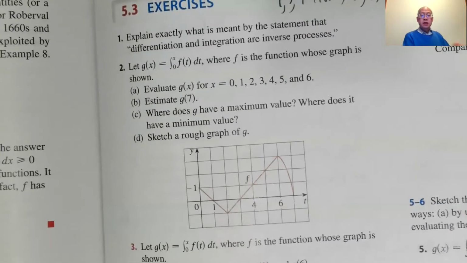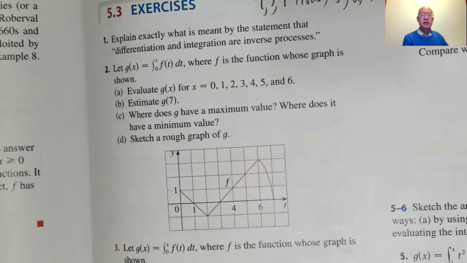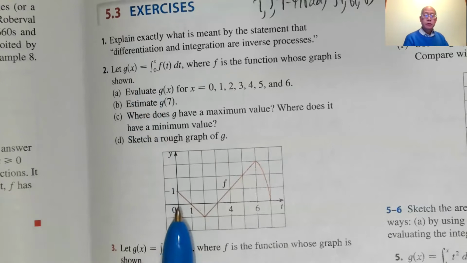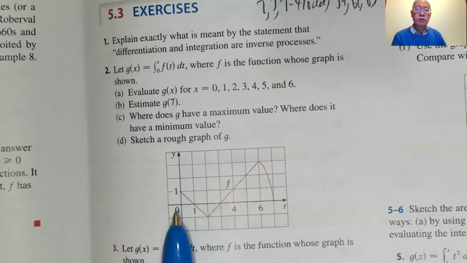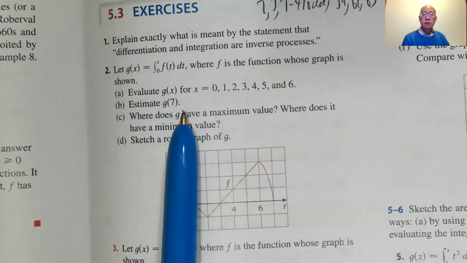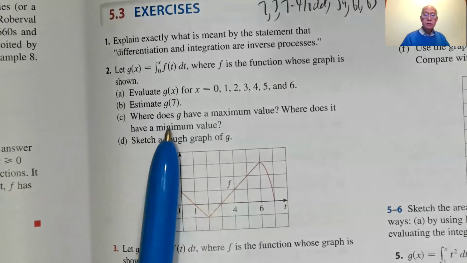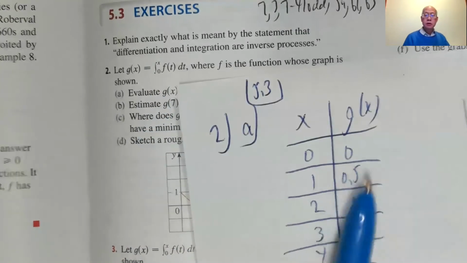Okay, so g of x is defined to be the integral from 0 to x of f of t dt. It's almost like an area function. 0 is fixed, and as I move along to the right, I have a different net area, or an integral, so to speak. So evaluate for 0, 1, 2, 3, 4, 5, and 6. I plug in 0, the integral from 0 to 0, well, that's 0.